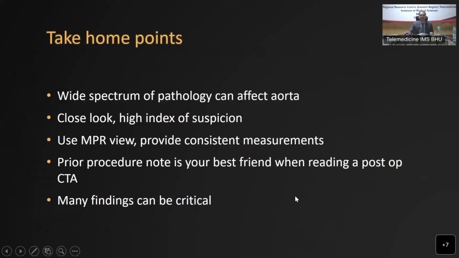Some take-home points. A wide spectrum of pathology can affect the aorta. We need to have a closer look and high index of suspicion. Take in account what is the clinical history of that particular patient. Use multiplanar views when possible and provide consistent measurements, because a lot depends on precise measurement, because your report is what is going to decide whether the patient is going to go to the operating room. Prior procedure note is your best friend when you are reading a post-operative CTA. And remember that many findings for the aorta can be critical and they warrant emergent attention. So don't forget to pick up the phone and call the teams to inform these findings.